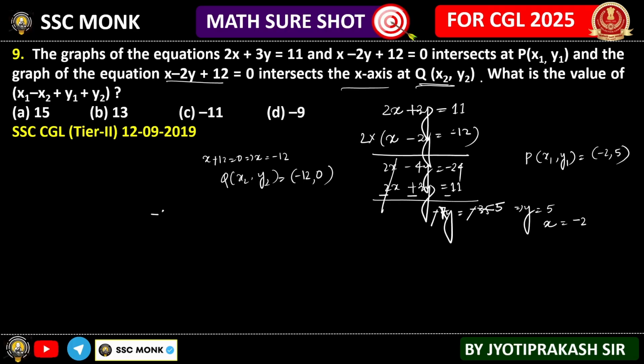So x1 is minus 2, minus x2, plus y1 which is 5, plus y2 which is 0. That is equal to minus 2 plus 12 plus 5. Minus 2 plus 12 is 10, plus 5 is equal to 15. Answer option A. Clear? Simple?